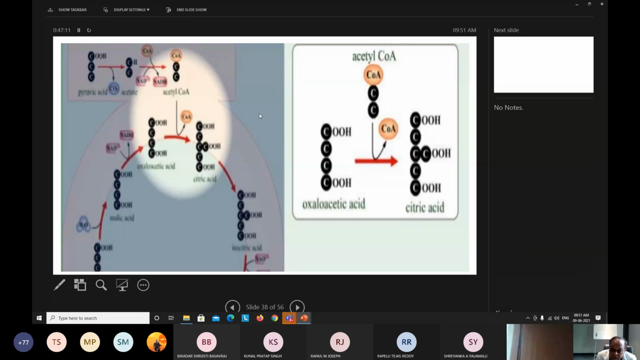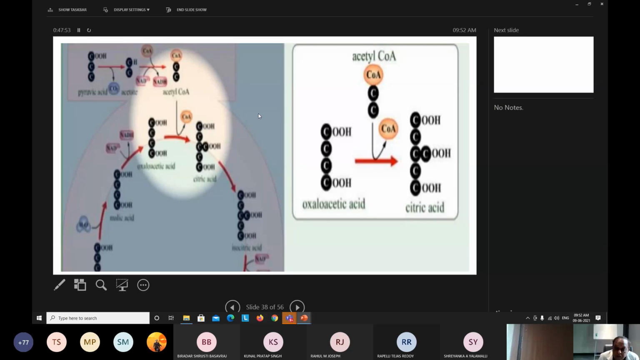Totally about 8 steps are there, which we will learn in the next class. Today we are seeing mainly the glycolysis, which has 10 steps. Out of that, 3 can be considered as irreversible ones. Others are reversible ones. The main intention of the irreversible reactions is regulation, so that the body can regulate or control the formation of ATP molecules.